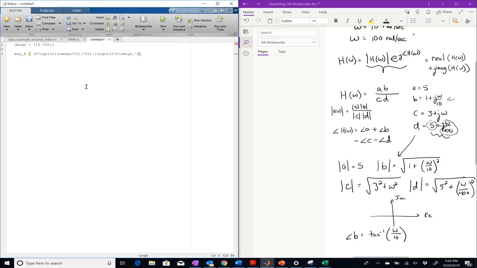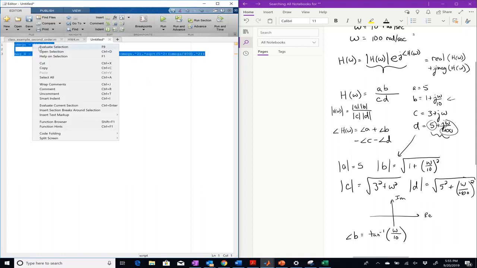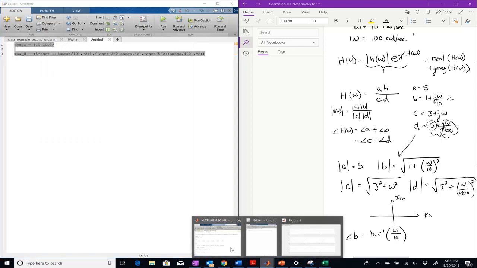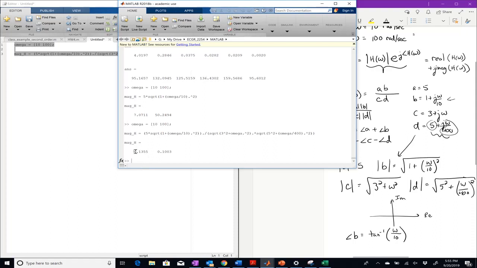I can put my parentheses in it, and I'm going to dot multiply that by square root of 5 squared plus omega over 400 dot squared, like that. Okay, that gives me my magnitude at those two frequencies. So if I evaluate that selection and then look, there's my two results. Okay, this is the magnitude. The first one is at the frequency omega equal to 10. This guy is at omega equal to 100.